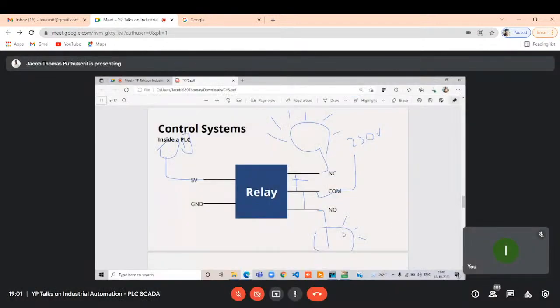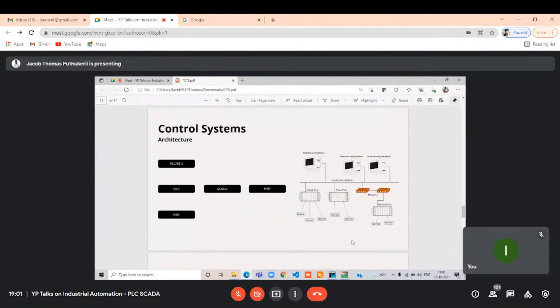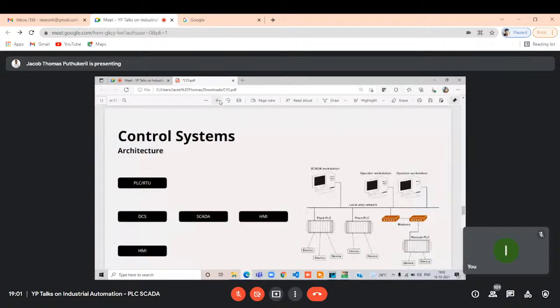But still I need to give you a clear idea on this NC and NO, because I have to show how the PLC is programmed. In that we are just talking about NO and NC, nothing else. So that's why I just showed you this. Now coming to the architecture part.